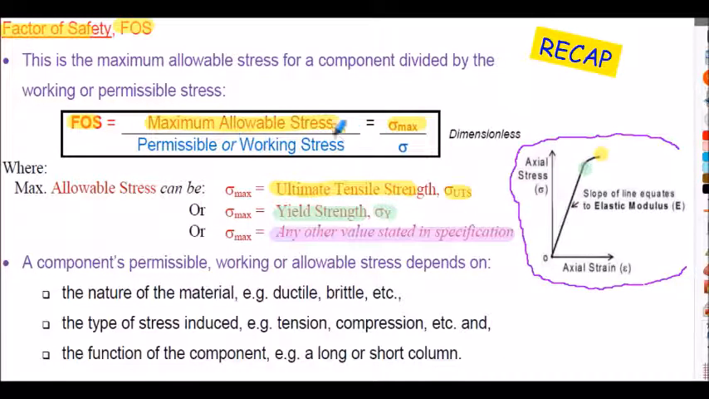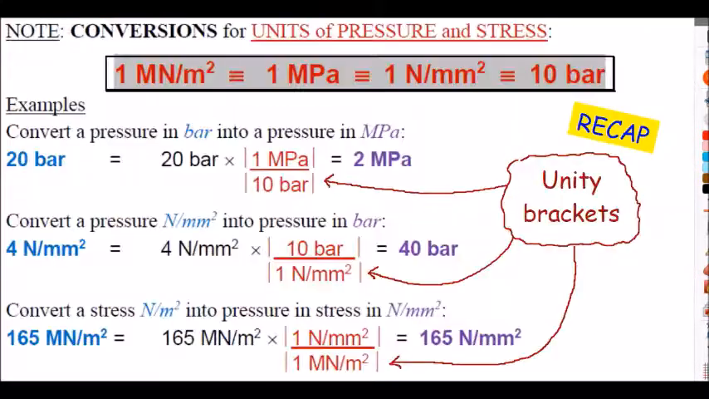So factor of safety is maximum allowable stress divided by what's termed the permissible or the working stress, and that's the stress the component's allowed to work at every day of its life. So for our topic area here, that would mean the pressure vessel is working to this stress, or it can work to this stress every day that it is used. Okay, so you might see that formula used in some of the questions, only a few, but it might mention factor of safety.